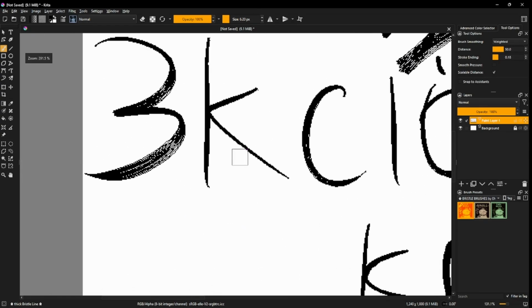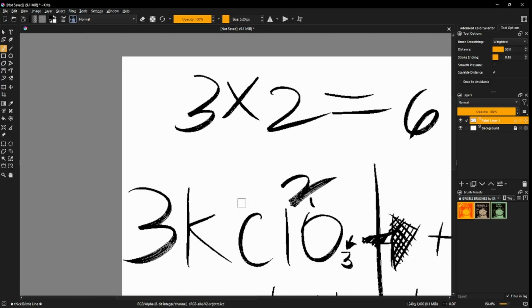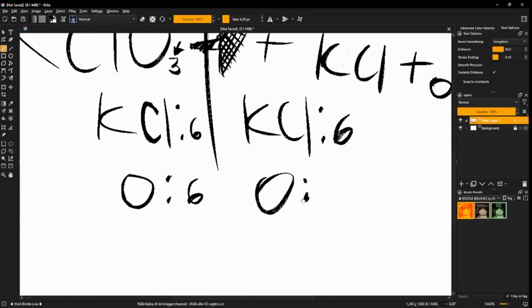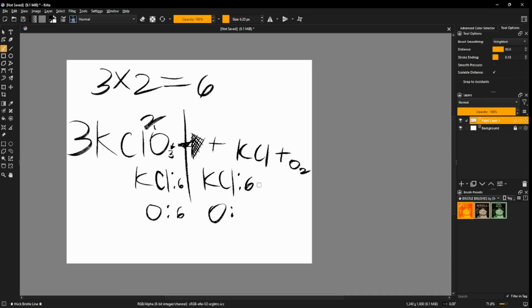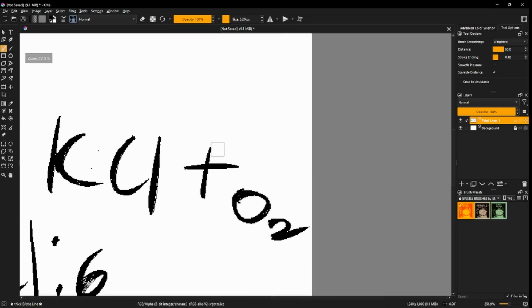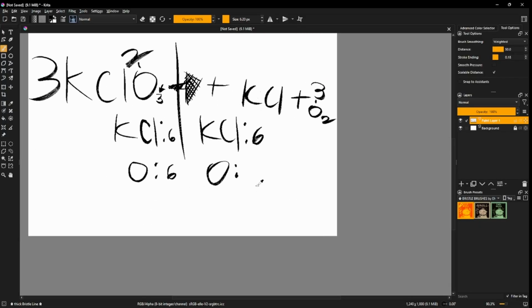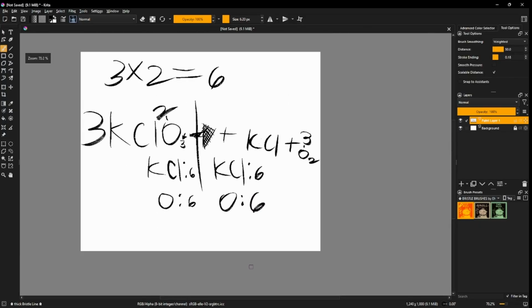Remember what we did with KCl? KCl also has a value of 2 because it's a compound. You just add... what was it? You add 3. Boom. And then that turns into 6. Boom. It's balanced. You just did it. You did it.